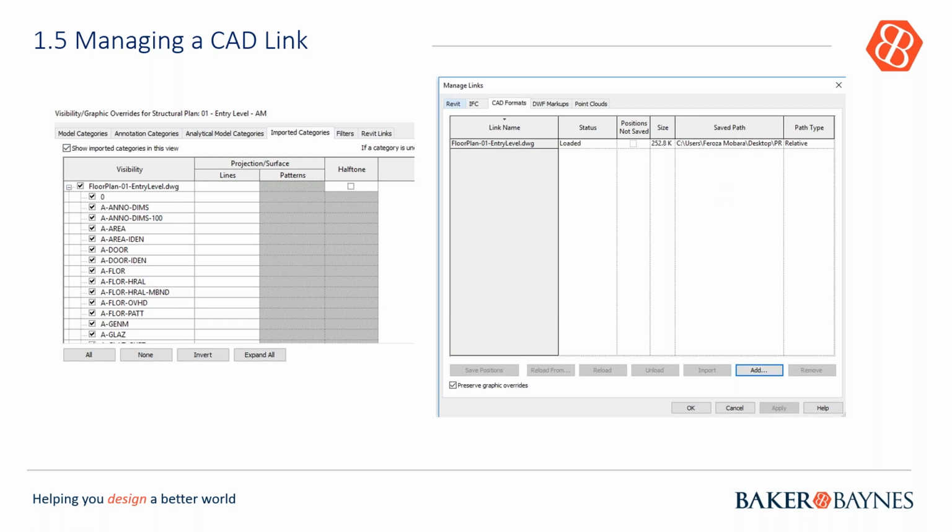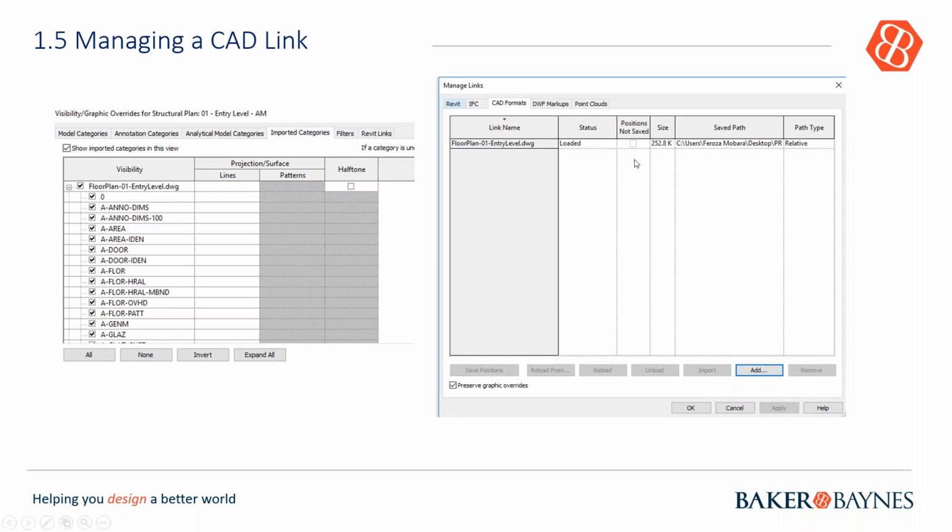The Manage Links dialog provides options for locating and updating the file. Now, there's different options here or different categories here on top. I'm going to take you through it. So, for example, status here tells you whether something or a file is loaded, whether it's unloaded, or whether Revit can't locate it. Positions not saved, which is this one, relates to shared coordinates, but it probably won't apply to your CAD drawings. It's more like a Revit option.